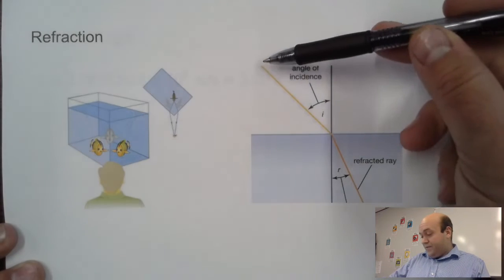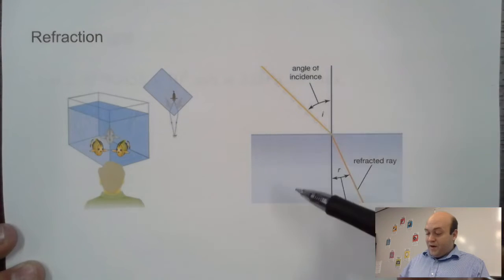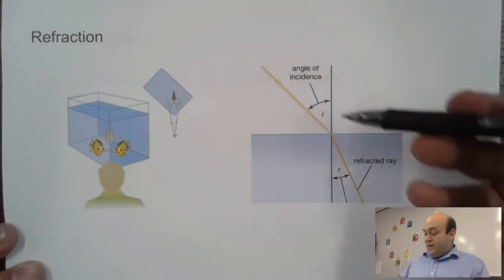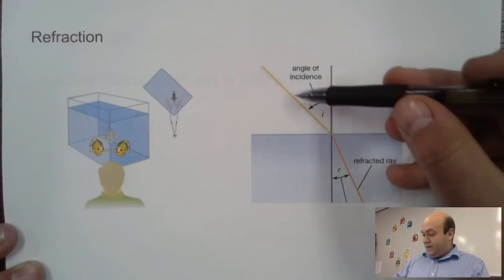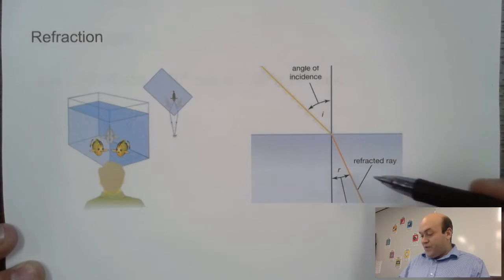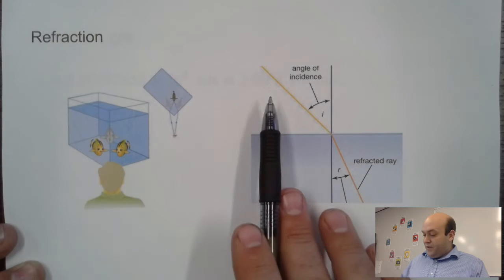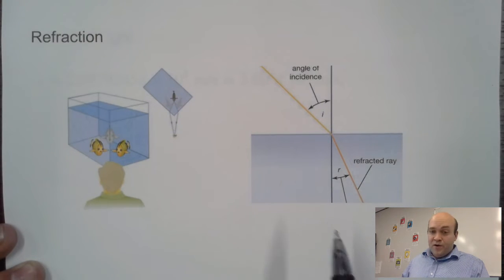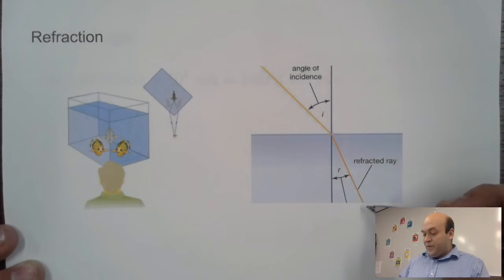If you've got this light ray coming in, and say it's air up here and water down here, when that light ray hits the water, it's going to bend a little bit. It's going to be coming in at one angle, and in the water it's going to be traveling at a different angle to the perpendicular from the dividing line between the air and the water. So the light comes in, hits the water, and bends a little bit.